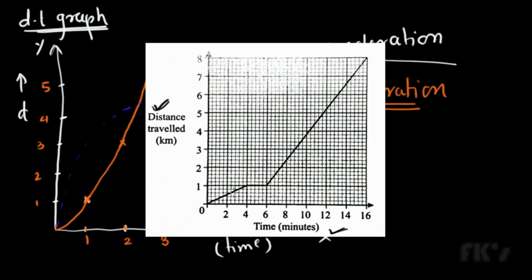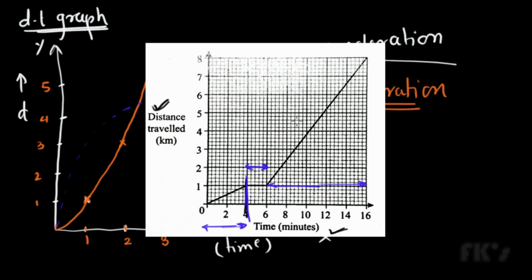If you look closely, there are 3 different parts in this particular graph. That's one part, from 0 to 4 minutes, I would say. And there is another part where it's kind of a flatter line, and from 6 up to 16 it seems to be a line which rises up.